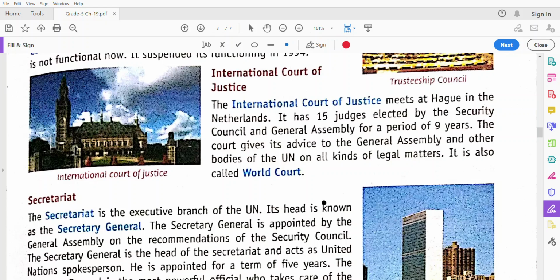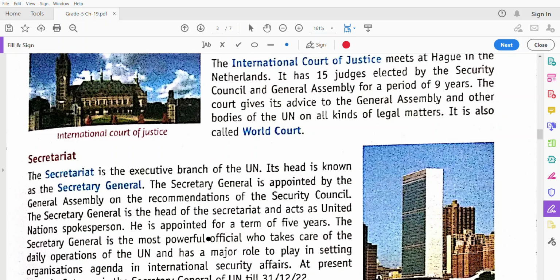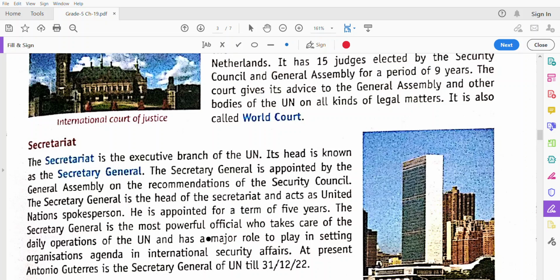The Secretary General is appointed by the General Assembly on the recommendations of the Security Council, and the Secretary General is the head of the Secretariat and acts as the United Nations spokesman. It means the lead spokesman, the leader who stands there and says what the problem is and what the solution to that problem is.